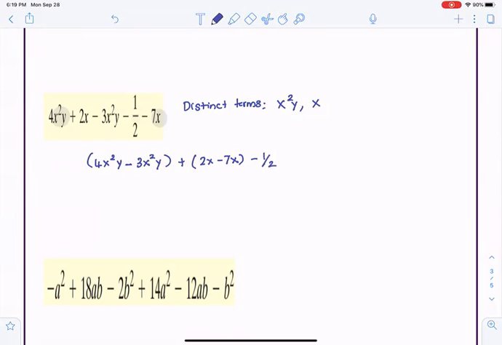So I have 4x squared y, and I take away 3x squared y. That would leave me with x squared y. And 2x minus 7x is negative 5x. And the last term is simply negative half. So I'm going to leave that as is.